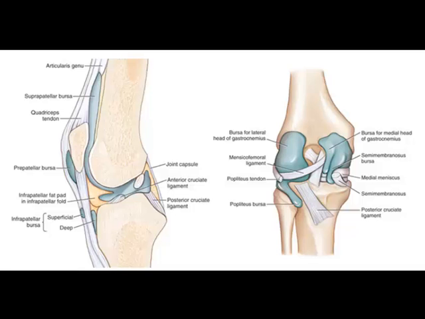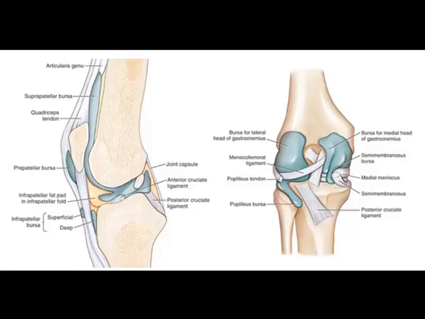We have the suprapatellar, located between the quadriceps tendons and the distal femur. We have the prepatellar, located just below the skin surface on the anterior patella. We have the infrapatellar. We have a superficial one found over the patellar ligament between the skin and the tibial tuberosity. And then we have the deep one, which lies beneath the patellar ligament anteriorly and slightly superior to the tibial tuberosity. We have the gastrocnemius, and there are two of those.